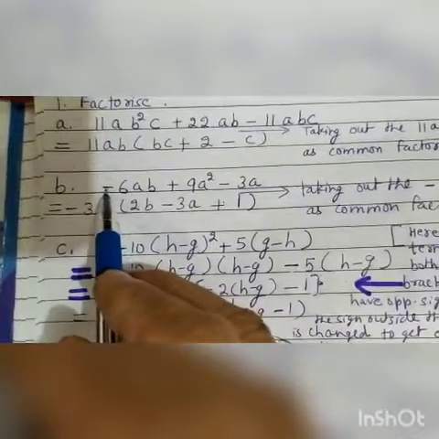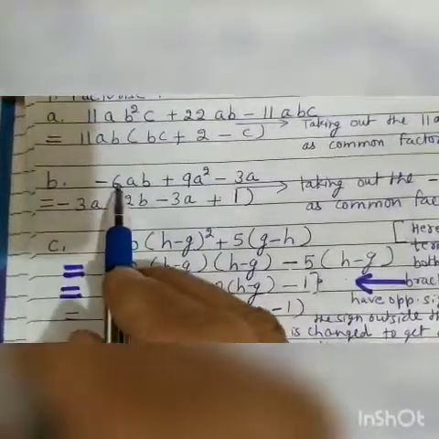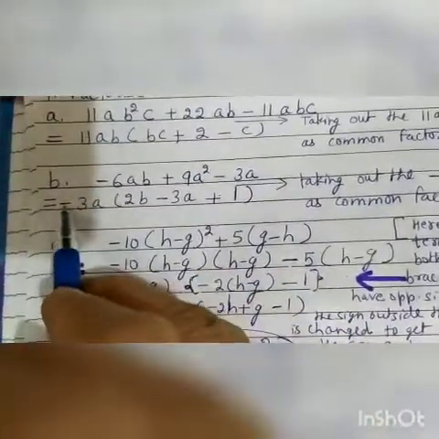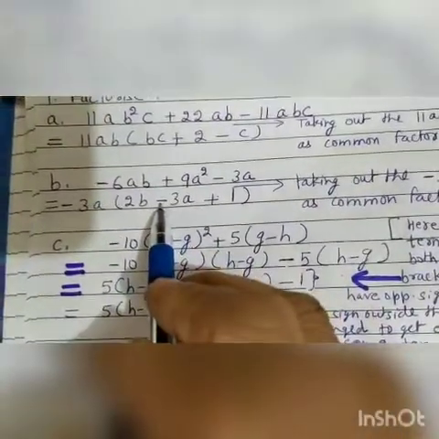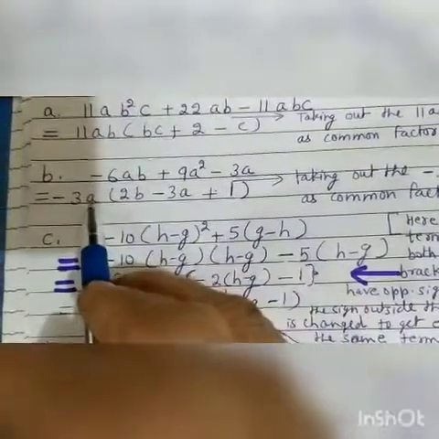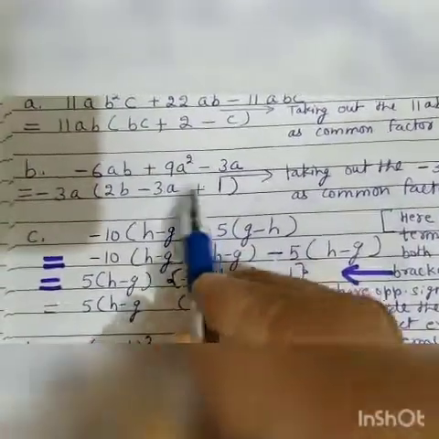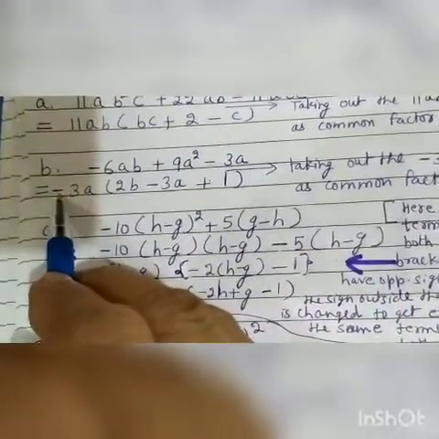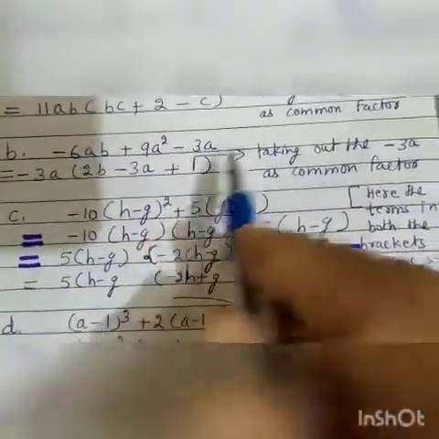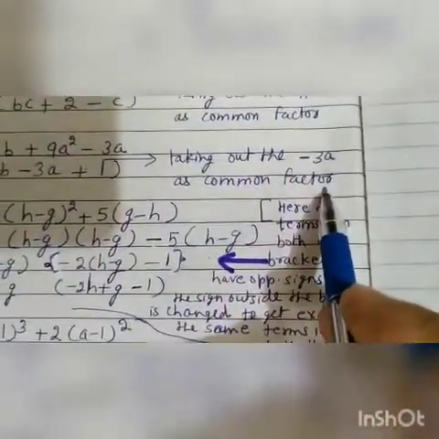Now if we see it like this, minus 6ab upon minus 3a. Minus minus cancel. 3 twos are 6. a cancel. b here. Since we have taken minus common, this plus will change to minus. Then 3 threes are 9. From a square a will be cancelled, a will be left here. Then this minus will change to plus as there is minus sign outside this bracket. Then 3a upon this 3a, it will be plus 1. You will write here taking out the minus 3a as common factor.